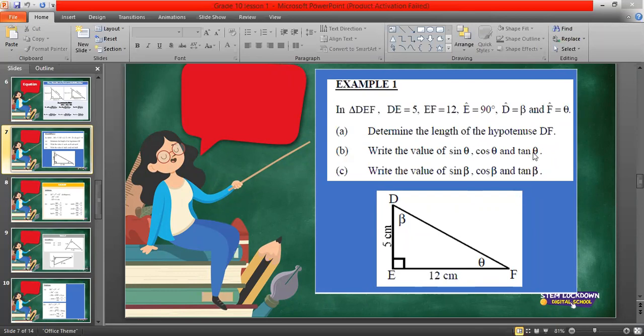And then our tan theta. Tan from our SOHCAHTOA acronym is TOA, which means opposite over adjacent. Our opposite here is 5 and our adjacent is 12. So our tan theta will be 5 over 12. Now let's see how that is on the next slide.